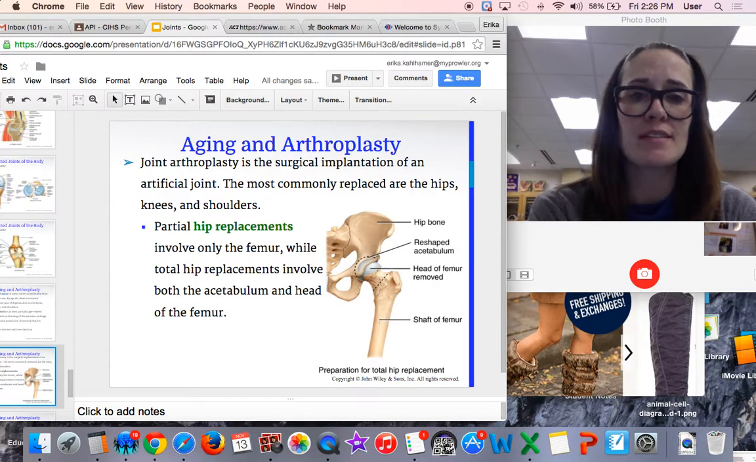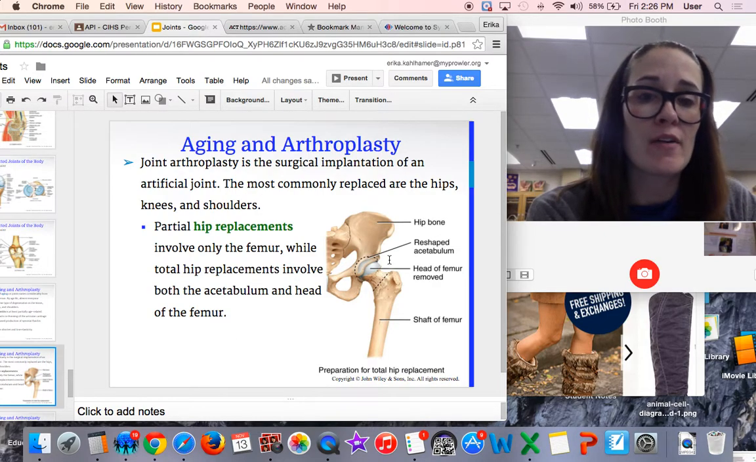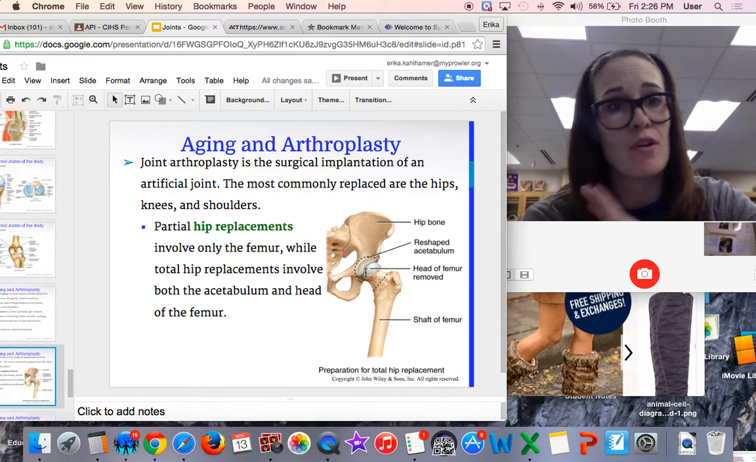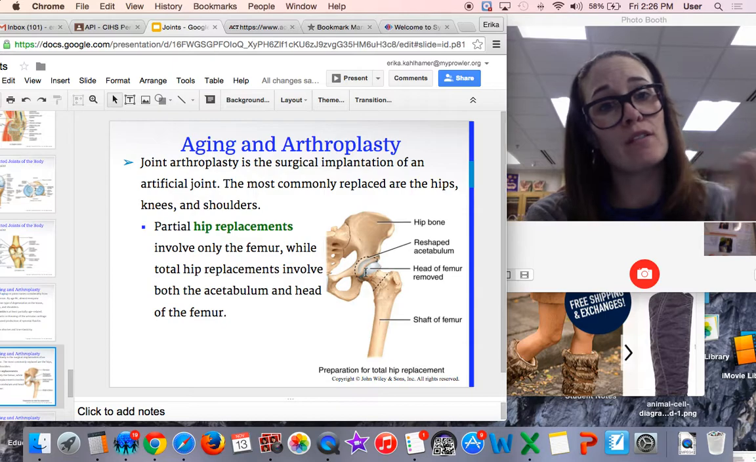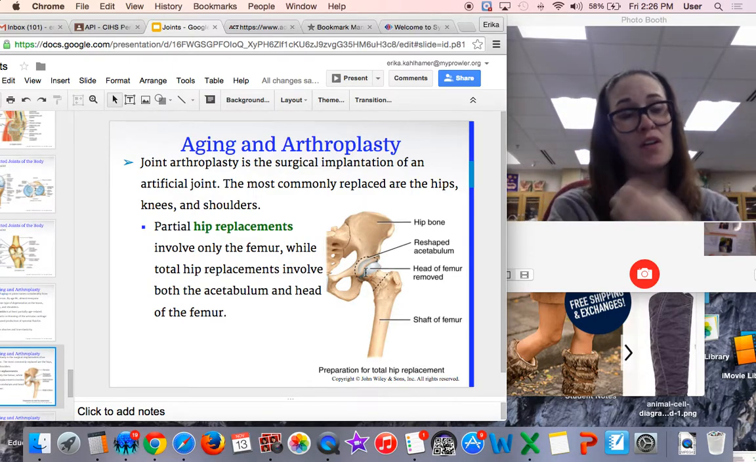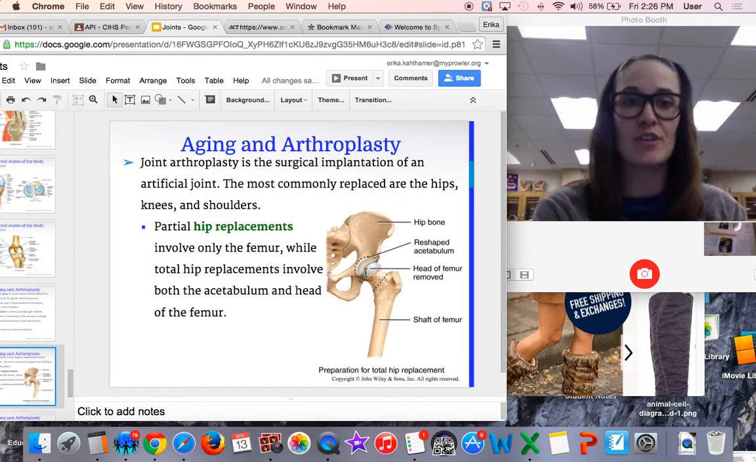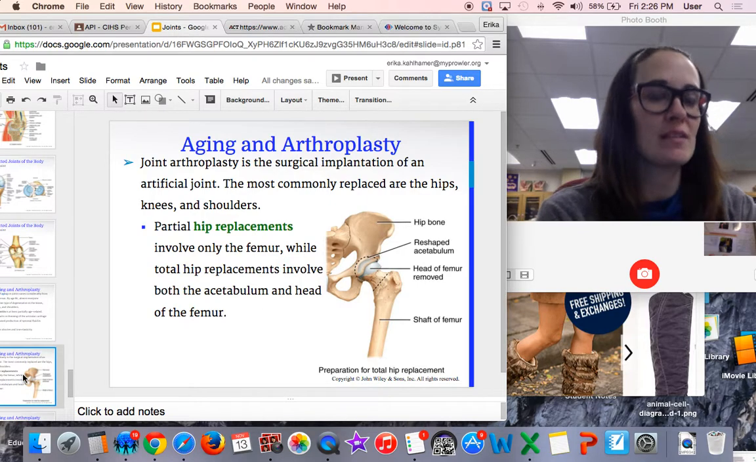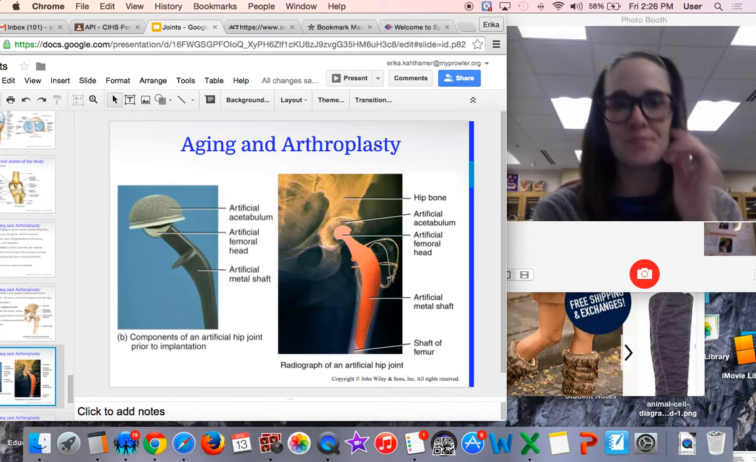Partial hip replacements means they only repair either the acetabulum, they go in and they carve out the bone and put a new surface on, or they take off the head and put essentially a new ball, like a metal ball, other kind of material on the bone. They replace it. So you have new movement in that joint due to the new parts.